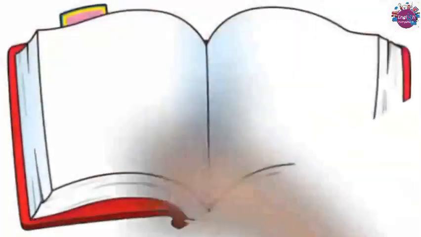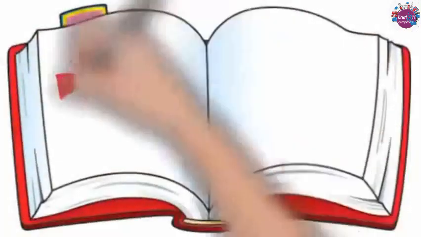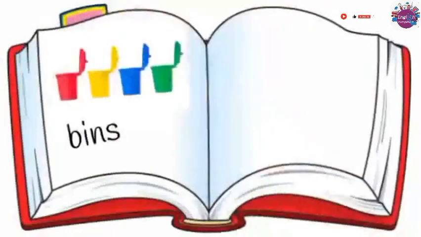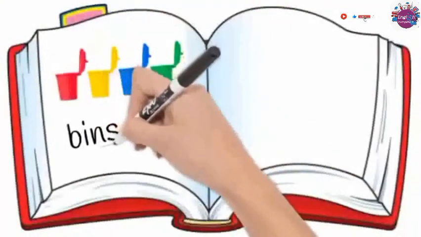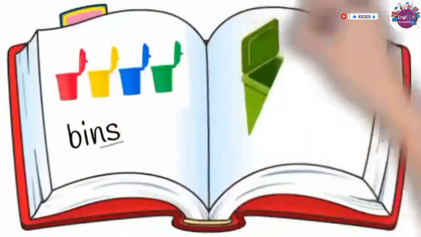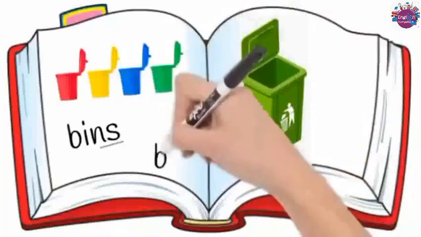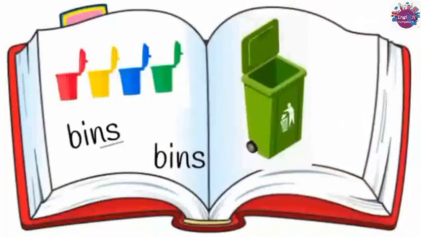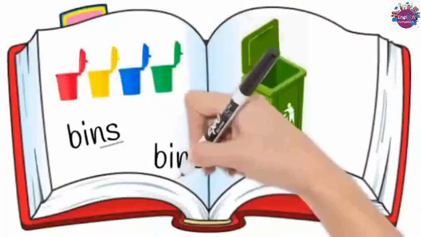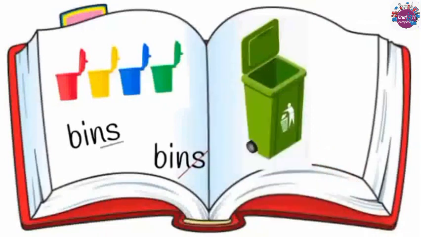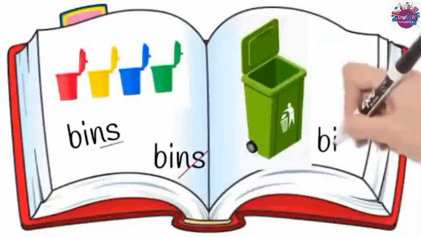Now let's see another example. Now this is a picture of bins, where we throw garbage. Now when I'm saying bins, I'm talking about more than one. Now you see the other picture. It is of a bin. When I say bin, that means only one. Now when you hear bins, you hear the sound of S. When we remove the S sound, it will become bin, which means one bin.